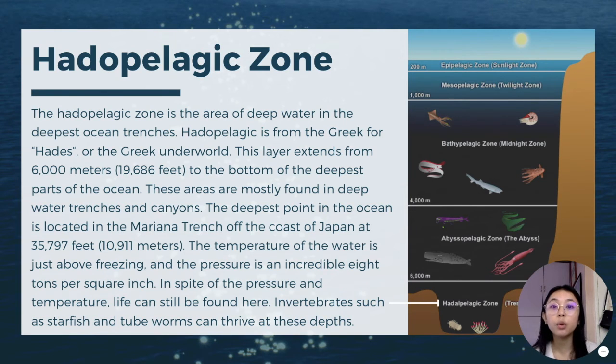The temperature of the water is just above freezing and the pressure is an incredible 8 tons per square inch. In spite of the pressure and temperature, life can still be found here. Invertebrates such as starfish and tube worms can thrive at these depths.